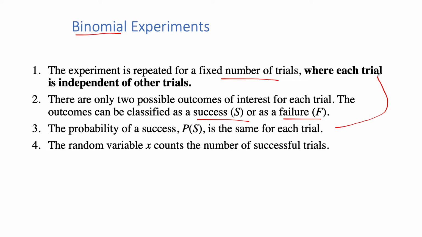Okay. The fourth thing to recognize here is that there is a random variable x. So there's a random variable x which counts up the number of successful trials. So x is basically a way of keeping track of how many of these trials that I've conducted are successful. So that's the big definition around the binomial experiment.